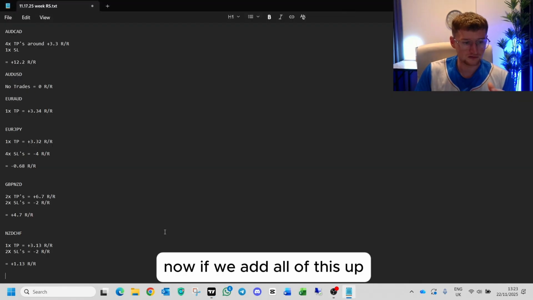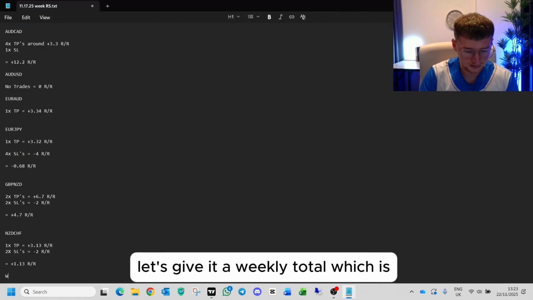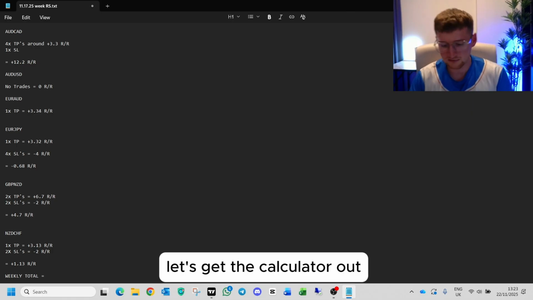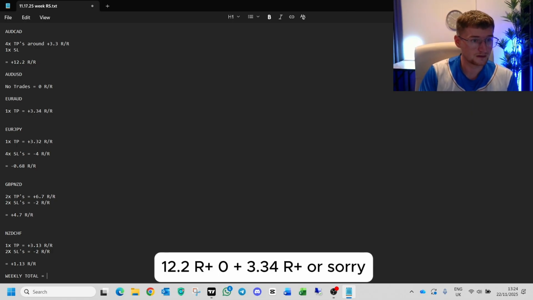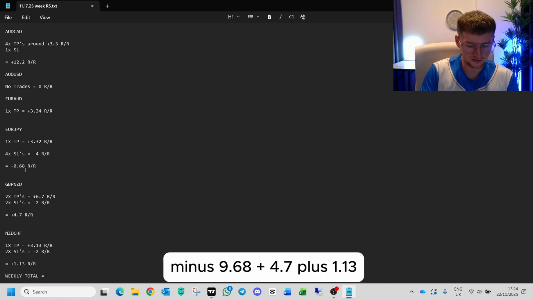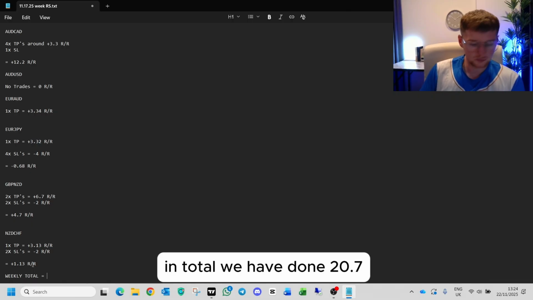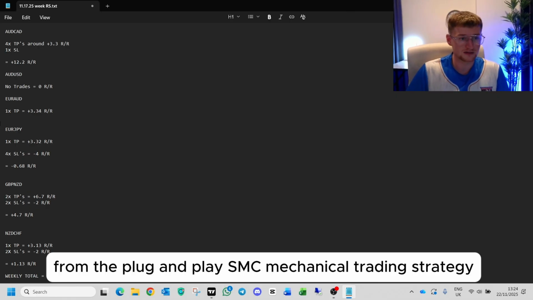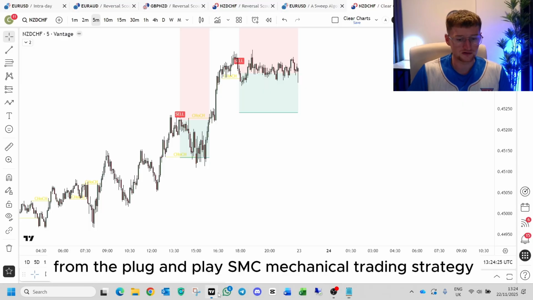Now, if we add all of this up, let's give it a weekly total, which is, let's get the calculator out, 12.2R plus 0 plus 3.34R plus, minus 0.68 plus 4.7 plus 1.13. In total, we have done 20.7 risk to reward this week from the plug and play SMC mechanical trading strategy.